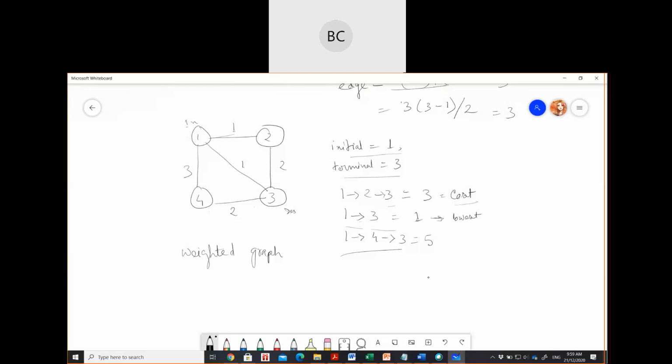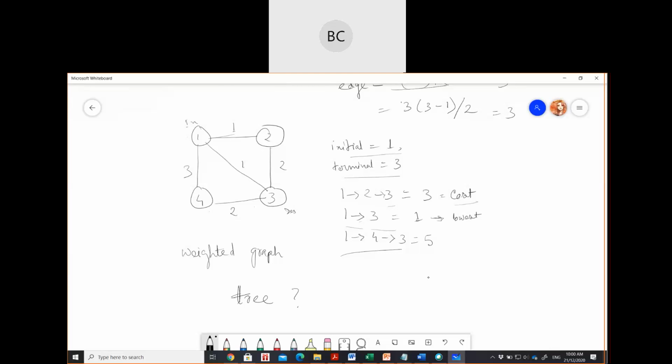Okay, can you tell me what is a tree now? We can say tree is also a graph, right? And tree consists of nodes. So tree is also a type of graph, but it's an undirected graph.